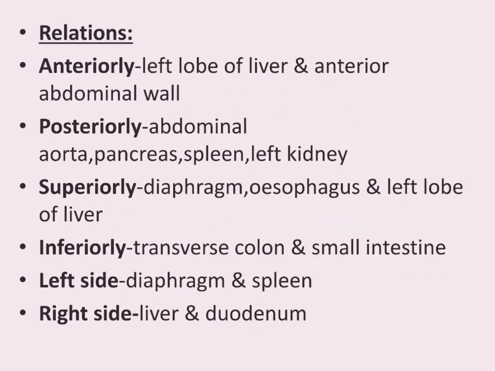Next is the relations of the stomach. What are the organs present? Anteriorly, in front, there are the liver and the anterior abdominal wall. Posteriorly, at the back, the aorta, pancreas, spleen, and left kidney are present. Superiorly, the diaphragm, esophagus, and left lobe of the liver. Inferiorly, the transverse colon and small intestine are present. On the left side there are the diaphragm and spleen, and on the right side the liver and duodenum are present. Relations are very important. It is very simple.